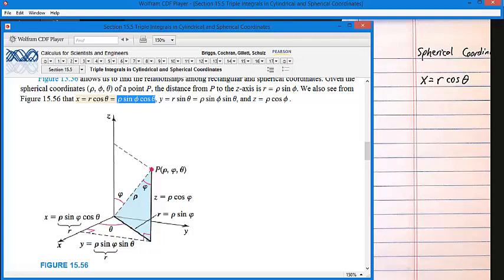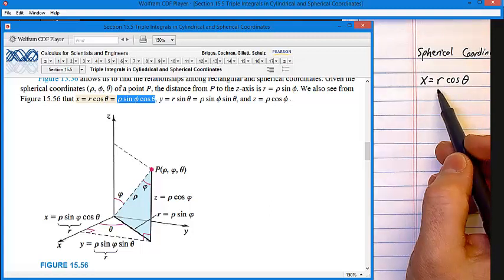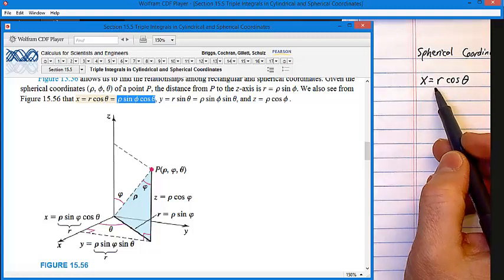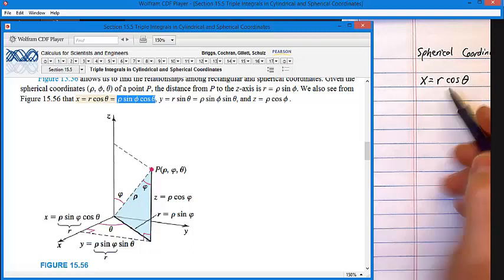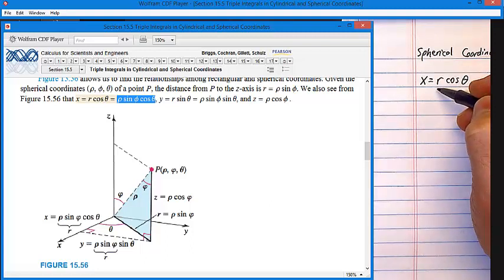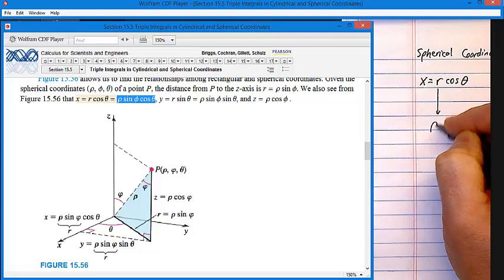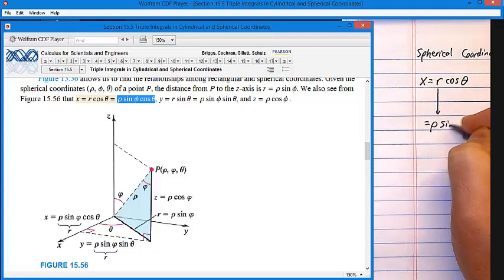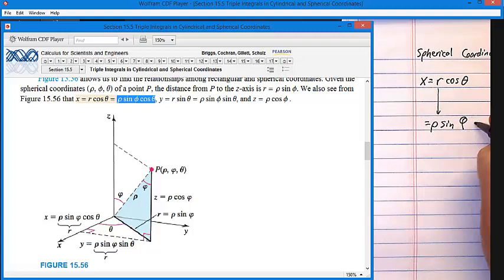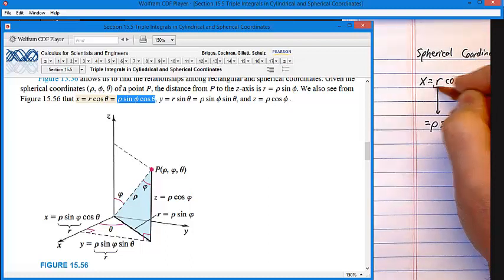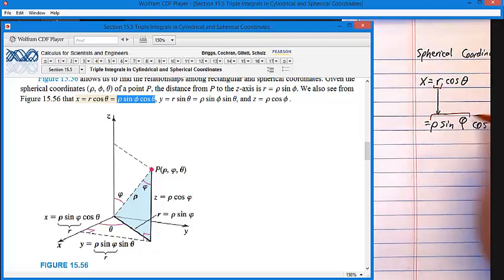So I guess the next thing is, what do they say? Well, okay, they say that r is actually equal to rho sine of phi. So let's understand why that is true. Why is it that r can be replaced with rho sine of phi? Do you see that from the picture?